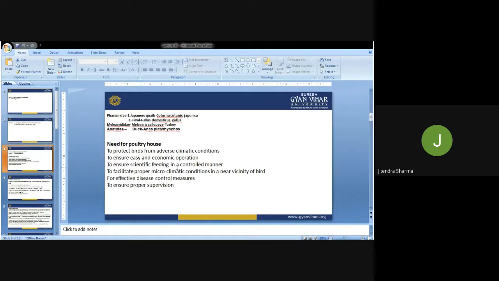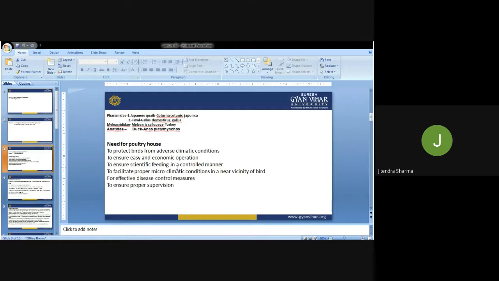If we do not protect the birds, then because of the climatic changes, we know that sometimes there is heavy rain, sometimes there is cold, sometimes there is a rise in temperature in summer. So to protect the birds from all these natural hazards, we have to build the poultry house.